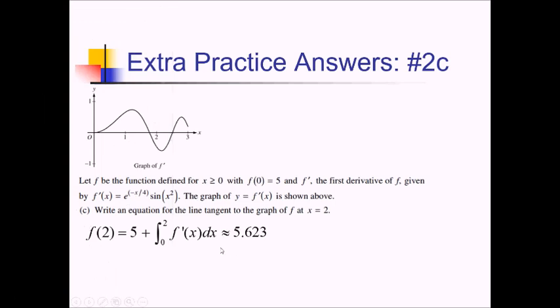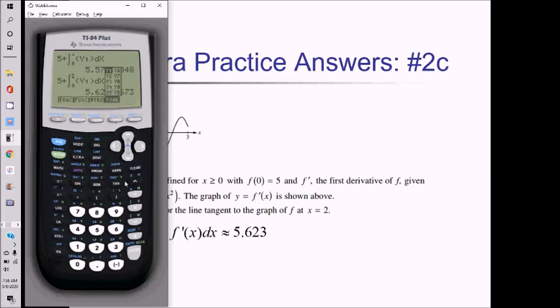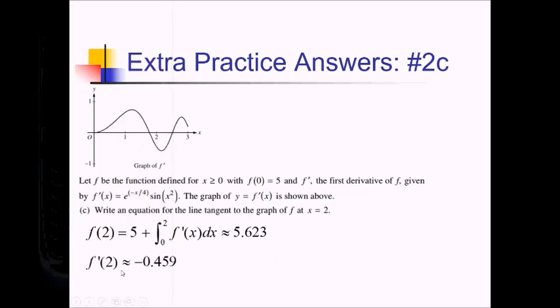Next, I need to figure out f prime of 2, and I'll do that on the calculator as well. So the good news is I've already got f prime entered as my y1, so I'm just going to do alpha trace y equals y1, open parentheses, and plug 2 into that, which comes out to about negative 0.459. So there's f prime of 2, there's what it equals approximately.